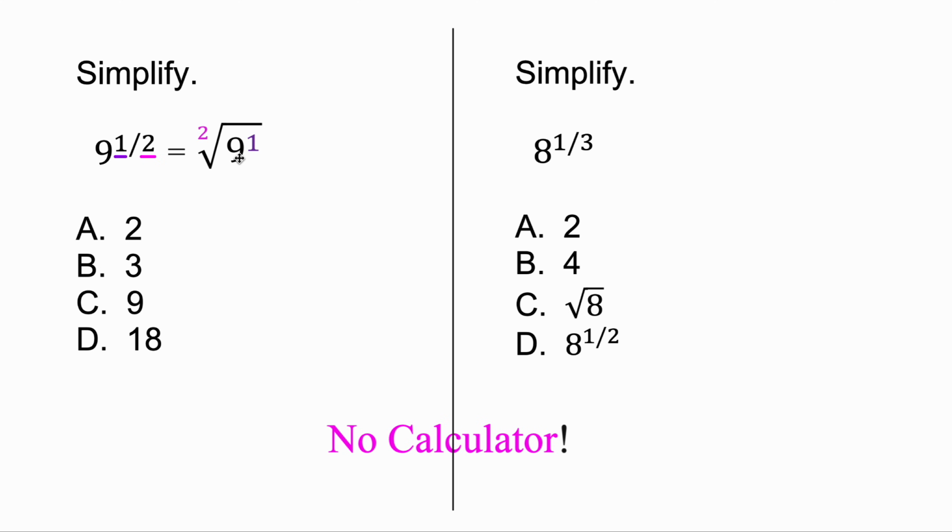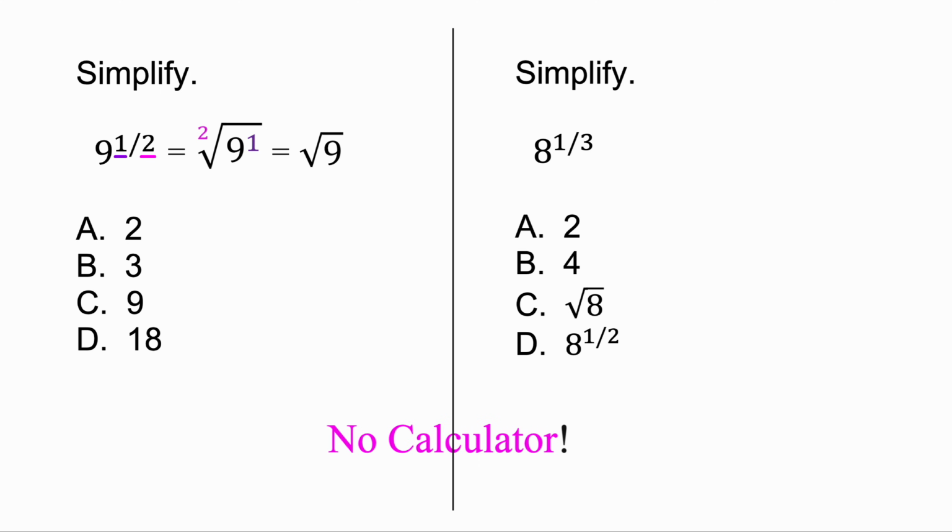Now, when you have 9 to the power 1, anything to the power 1 is just itself, so that's just going to stay a 9 inside there. And then a 2 out front is the exact same thing as a square root. You just normally don't write it. So really, we have square root of 9. It's the same thing as 9 to the power 1/2.